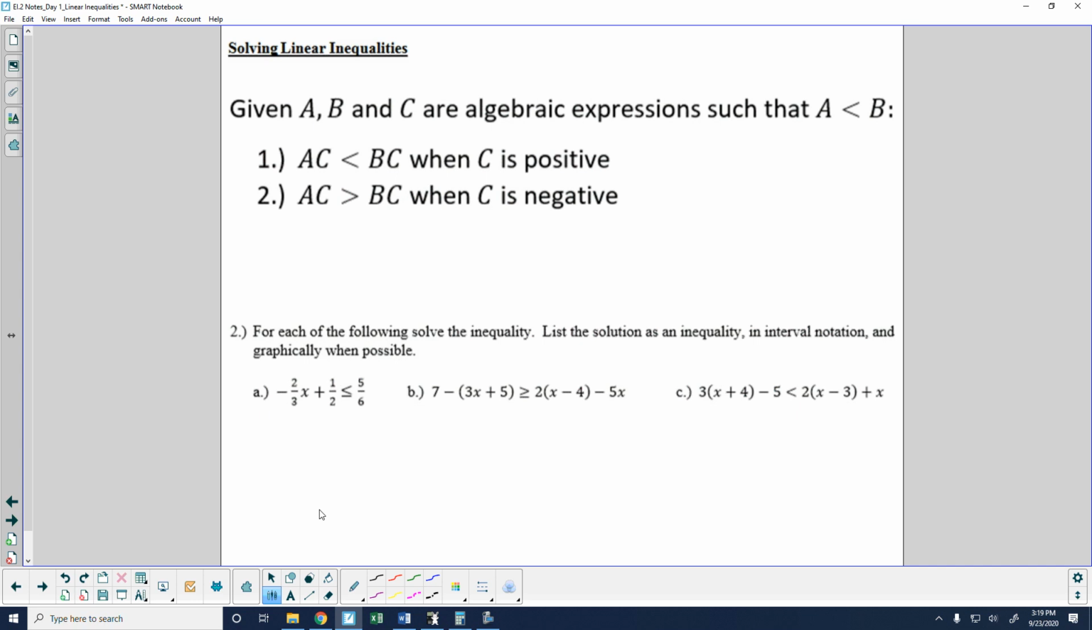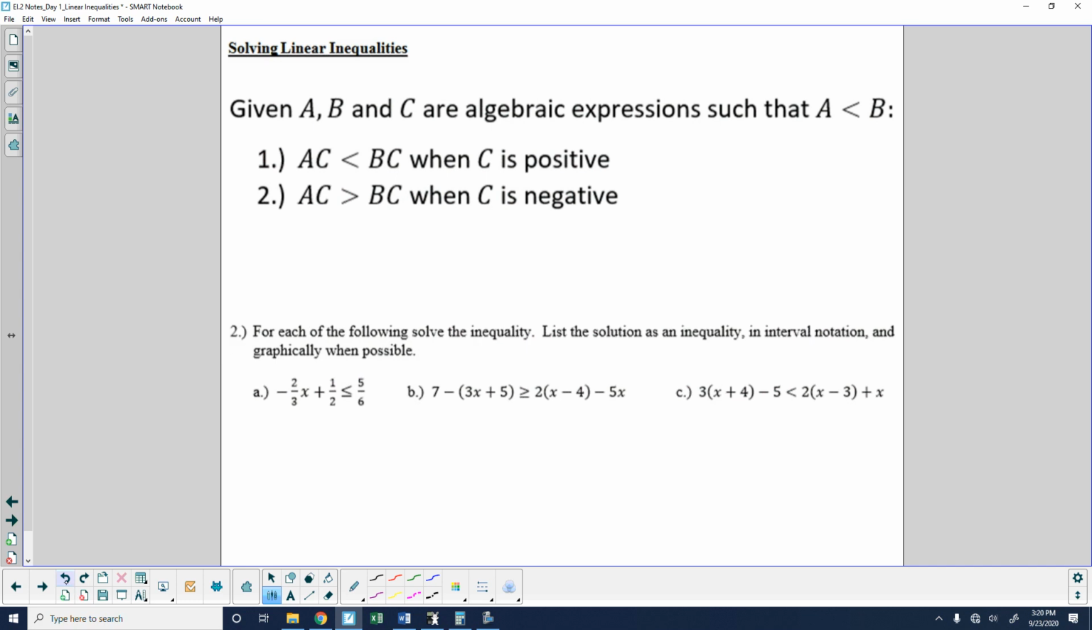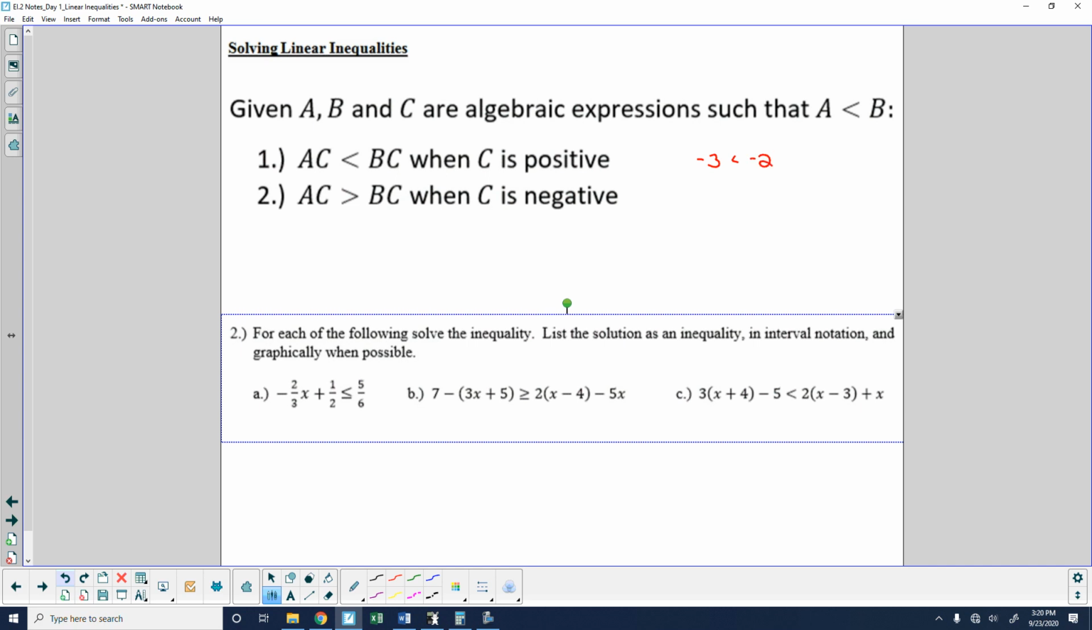So if I take two values and I multiply them by a positive number, the inequality is going to remain the same. However, if I take two values, A and B, and multiply them by a negative number, C, this case number 2, the inequality switches. So anytime we multiply both sides of an inequality by a negative number, that inequality sign is going to have to change. Let me show you that with some numbers. So we can all agree here that negative 3 is less than negative 2. Negative 3 is less than negative 2.